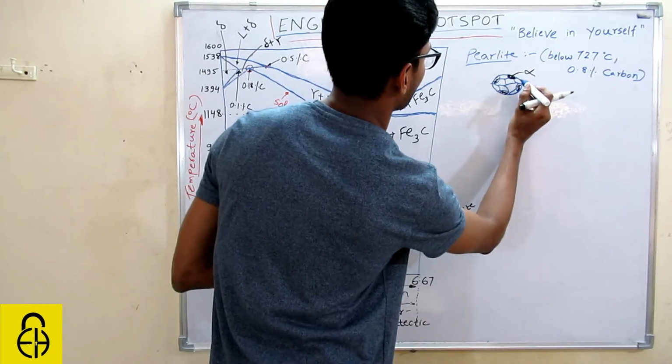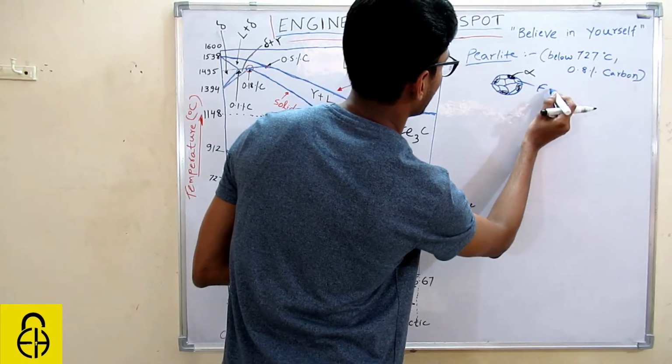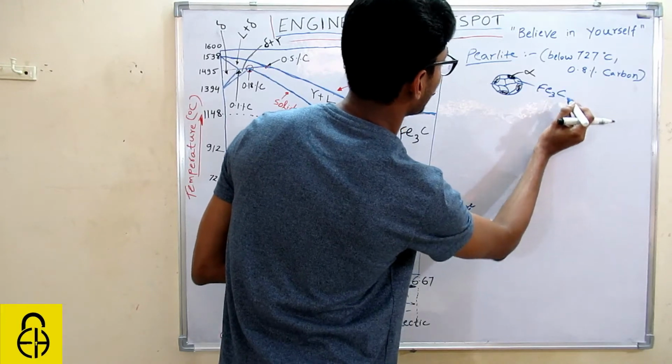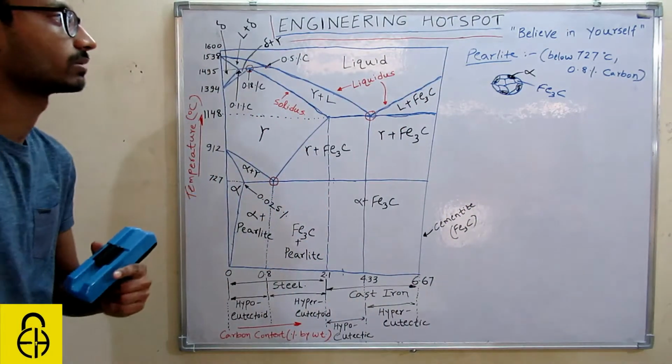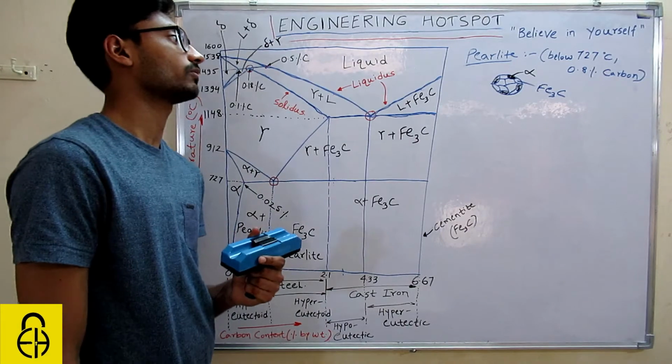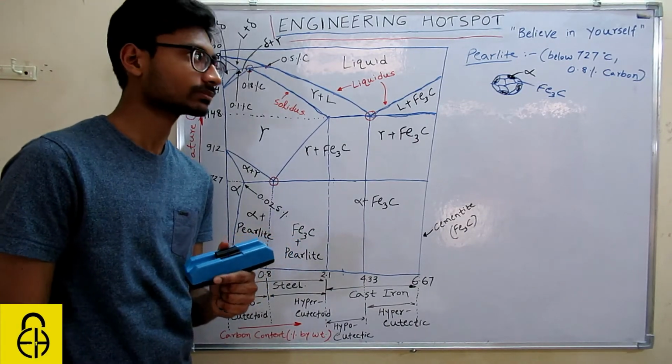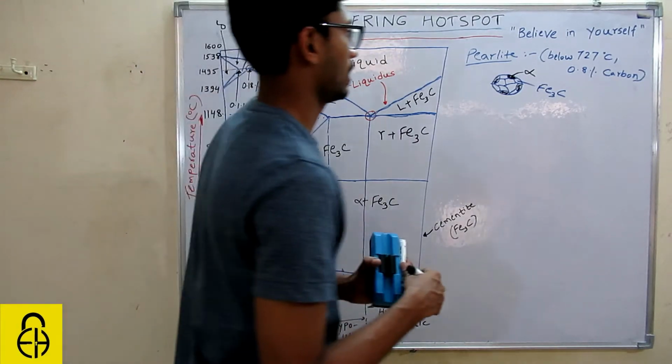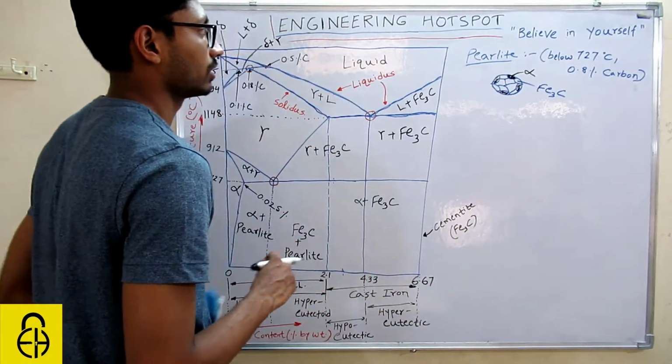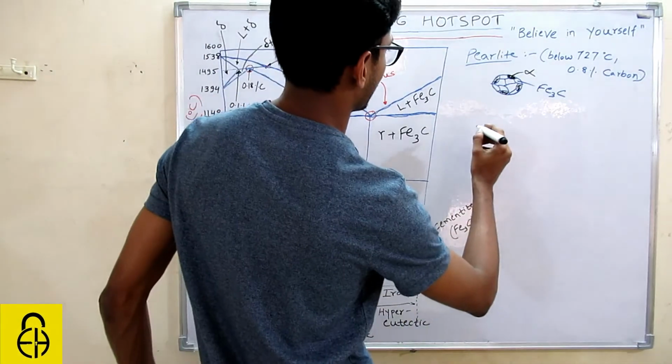This is Fe3C. So it is a mixture. It is basically a mixture of alpha and Fe3C. Remember, that is a lamellar structure. So this is all about the perlite.